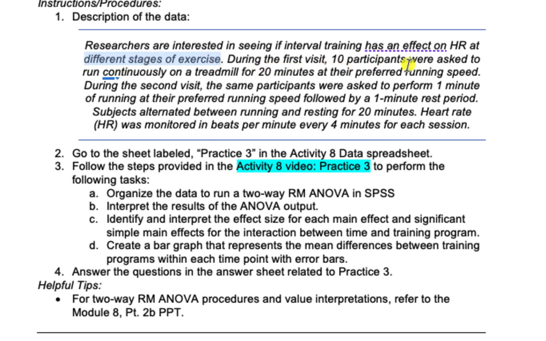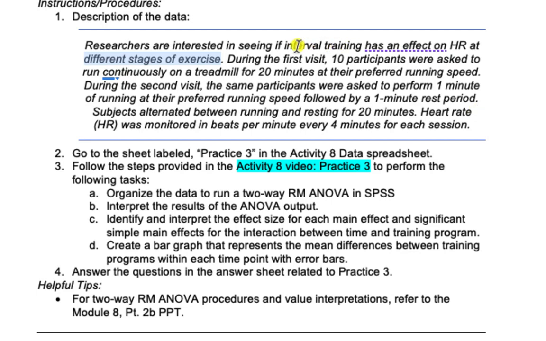During the first visit, 10 participants were asked to run continuously on a treadmill for 20 minutes at their preferred running speed. During the second visit, the same participants were asked to perform 1 minute of running at their preferred running speed, followed by a 1-minute rest period. Subjects alternated between running and resting for 20 minutes. Heart rate was monitored in beats per minute every 4 minutes for each session.